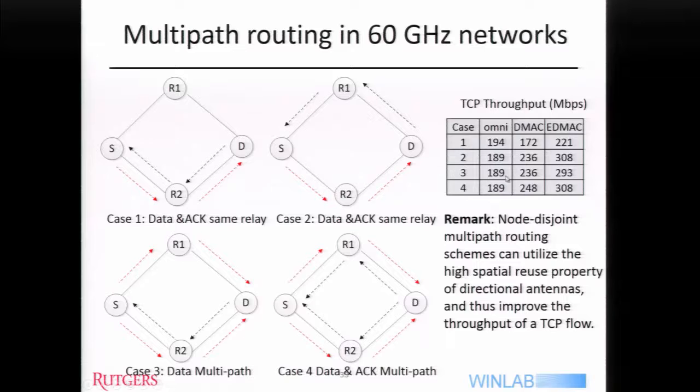But the story is much different if we use the directional MAC protocol. If the source and the destination choose multipath to send packets to the destination, they can increase the throughput by almost 50%. We can also see that in this multipath routing scenario, our Dmacc performs much better than the directional MAC because we can optimize the contention window size.